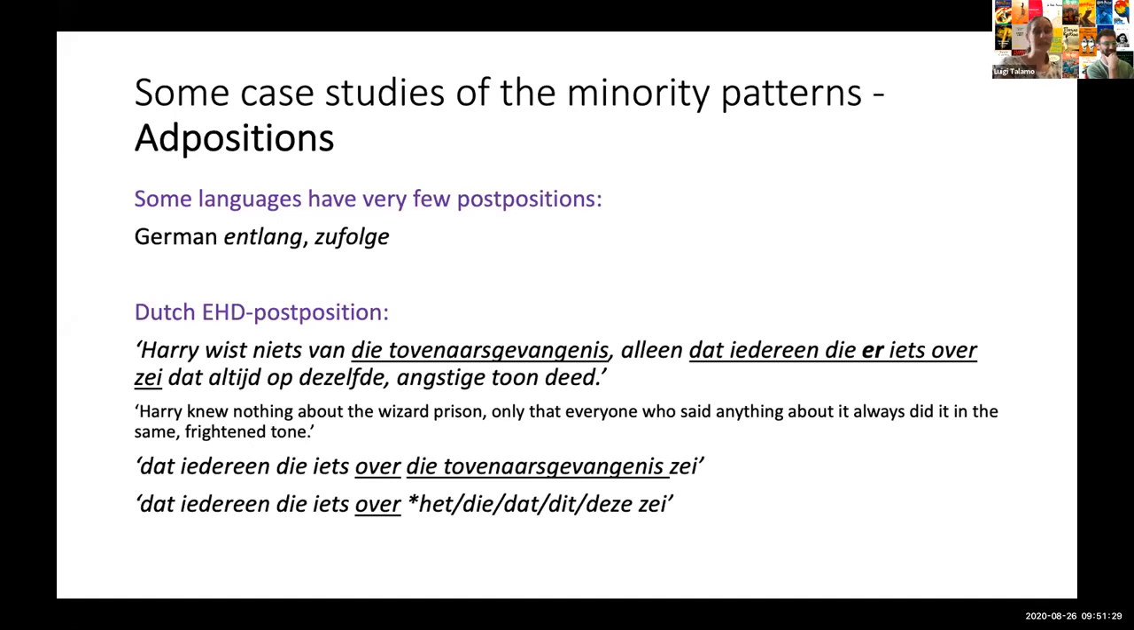There's a sentence here from Harry Potter. I'm going to read out the English because I don't know if I can manage the Dutch. Harry knew nothing about the wizard prison, only that everyone who said anything about it always did it in the same frightened tone. So it's about this bit, about it. If you want to have a third person pronoun after a preposition in Dutch, you can't actually do that. You can't literally say about it in Dutch. So you have to replace them with these words, daar or hier. And when you do that, they have to be in front of the preposition. So you get these technical postposition patterns in Dutch.